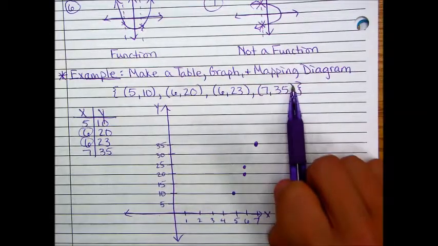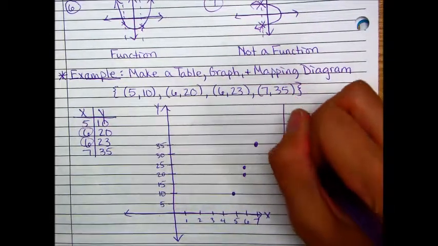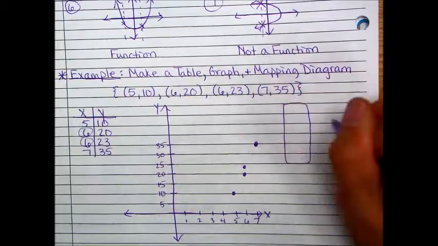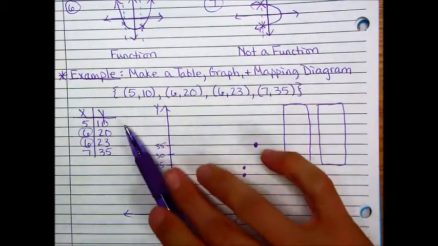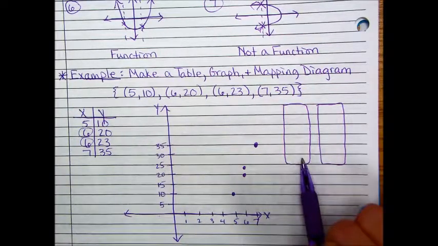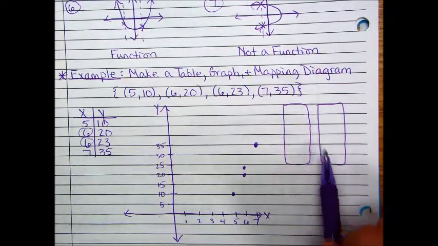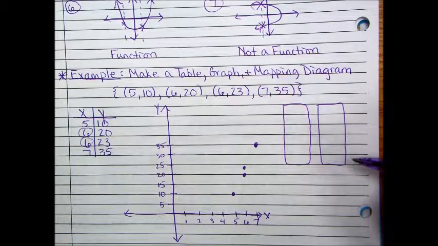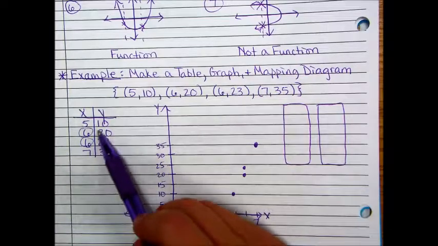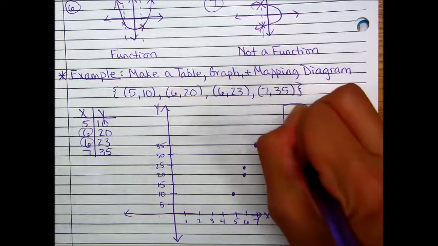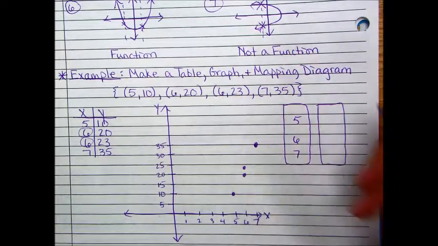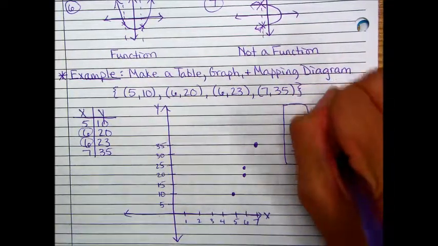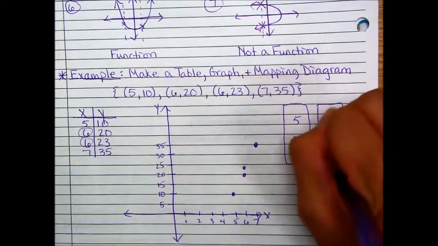And then let me show you how to do a mapping diagram. For a mapping diagram, you're either going to make 2 side-by-side rectangles or 2 side-by-side ovals. And you basically put your X coordinates in the left rectangle and your Y coordinates in the right one. But you want them to go in order from least to greatest and don't repeat yourself, kind of like domains and ranges. So for the X values, I'm only going to put 5, 6, 7. I'm not going to put 5, 6, 6, 7. And my Y values are 10, 20, 23, and 35.